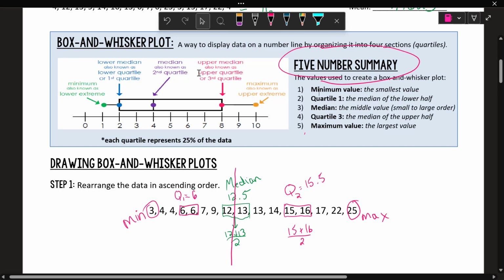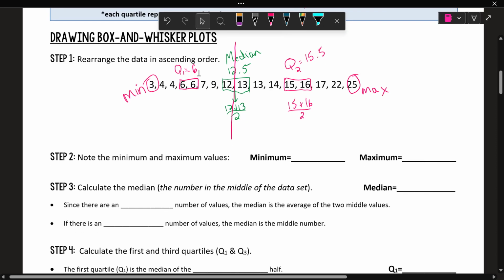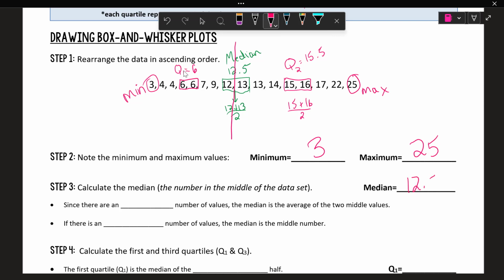And now we're going to make a box plot to show it graphically. So they show the same things. Actually, we're going to do some other things first. The minimum we said was 3. The maximum was 25. Those are pretty easy to find. Calculate the median, the number in the middle of the data set. We did. It was 12.5. Even though it's not in our data set, that's the mean of our 2 values there, so that is still the median.